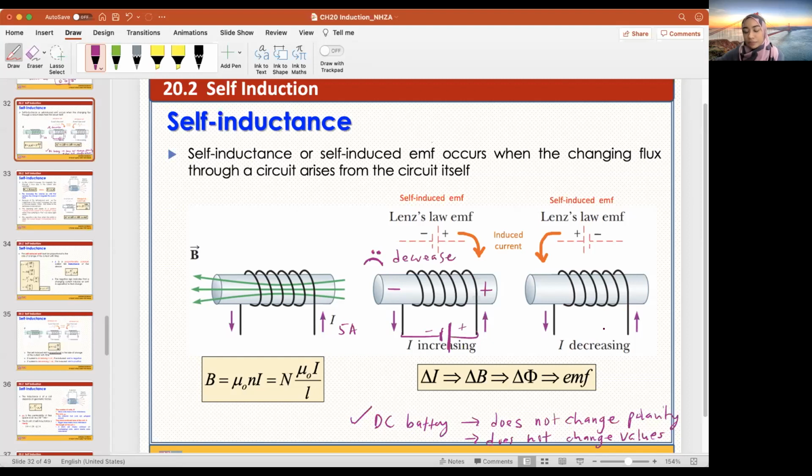I is decreasing. Situation number 2, I is decreasing. My battery is still flowing in the same direction. So my battery in the circuit should be this way.